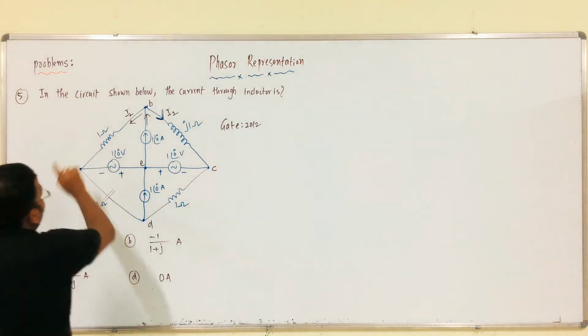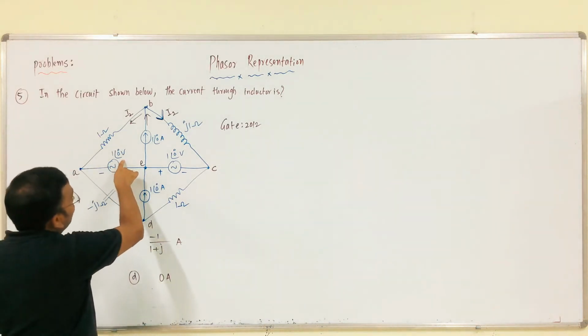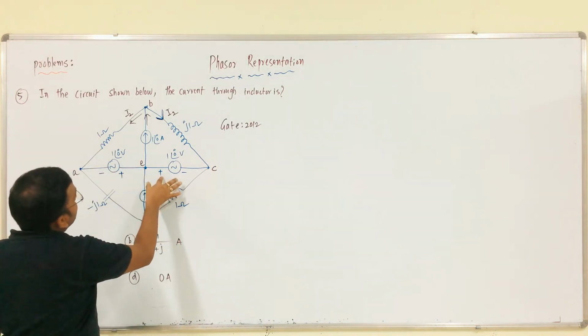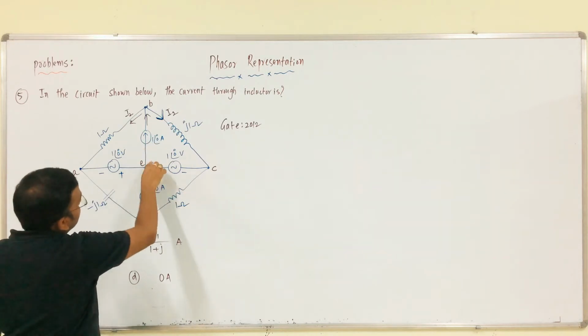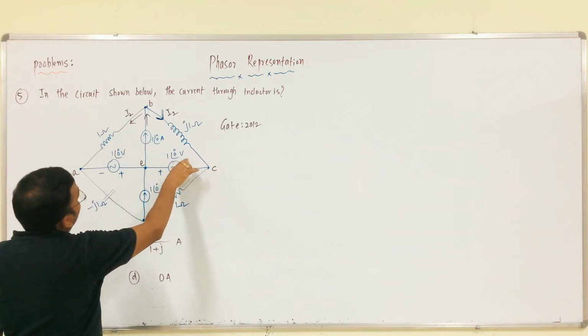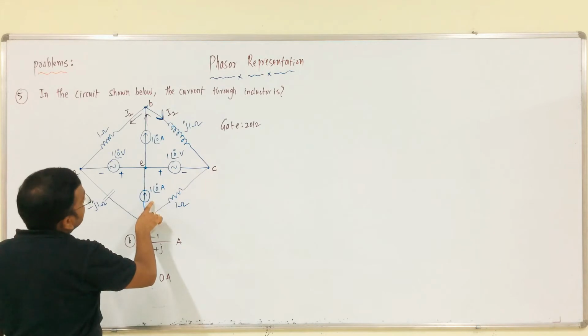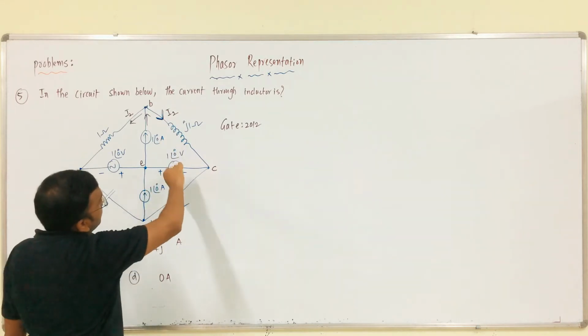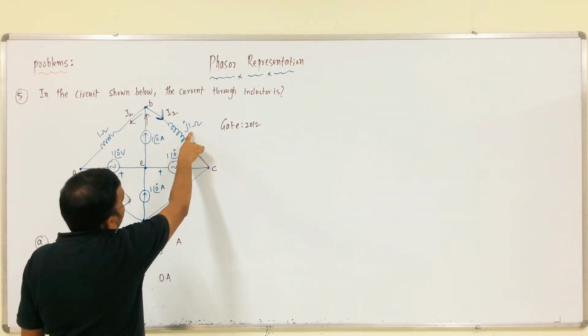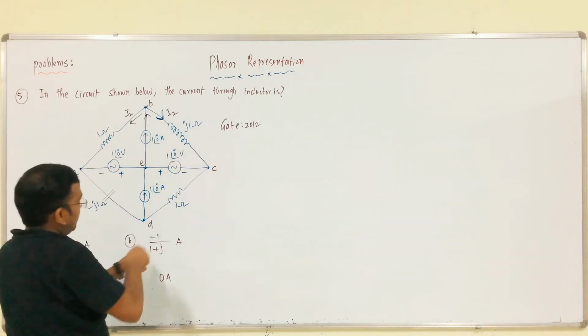We have 4 AC sources: 1 ohm, 1 at an angle 0 volts, 1 at an angle 0 amps, and 1 at an angle 0 amps. But we have to calculate the current through this branch only. So, what does j omega, j1 ohms mean? What is this j1?